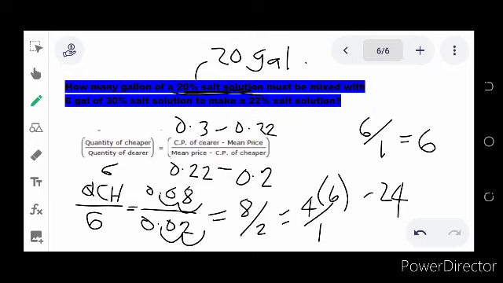So if you're going to solve this using the algebraic method, this will be the same answer.